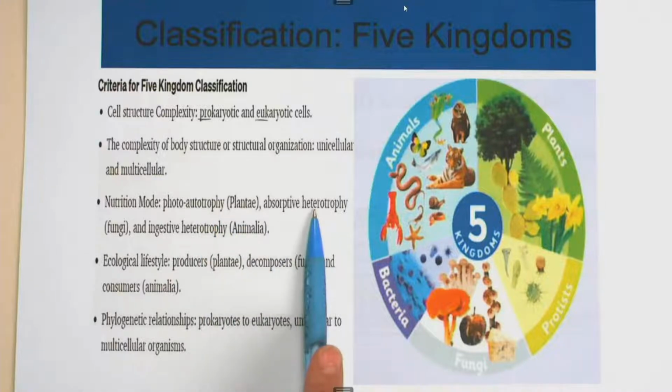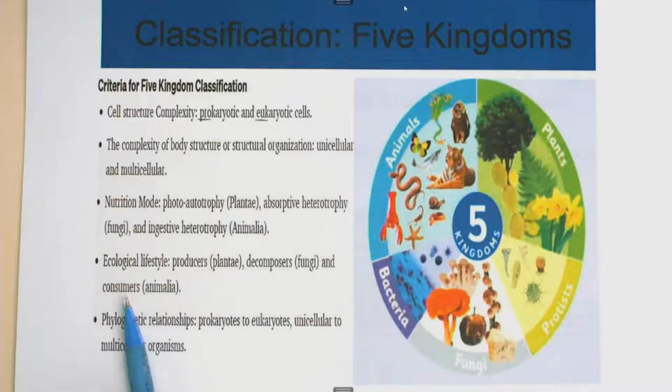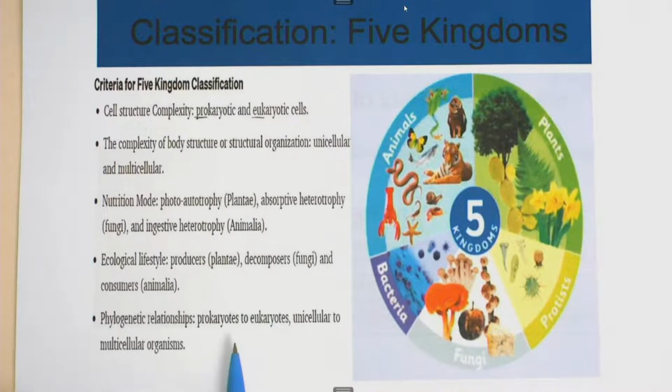Are you waiting for somebody else to make your food, like you at home? You wait for your mom to make your food. You're a heterotroph. You do not make your own food. And then the next one is ecological lifestyle: producers, decomposers, consumers. We've talked about that. And then how they all come together, phylogenetic relationship. A diagram to show us the relationship between them, where we had evolution, where we had variety and mutations, and how things have changed. So you must know the 5 kingdoms.